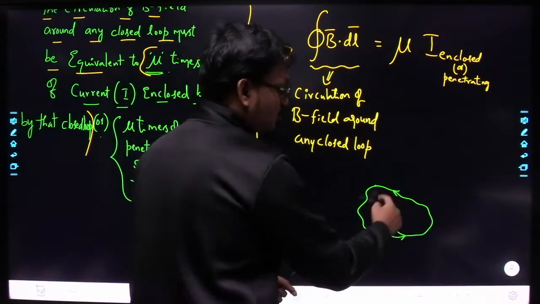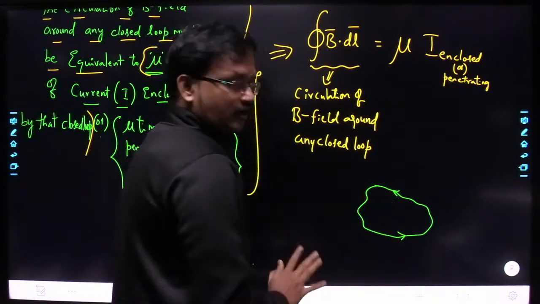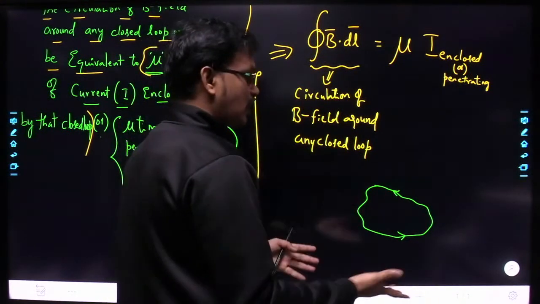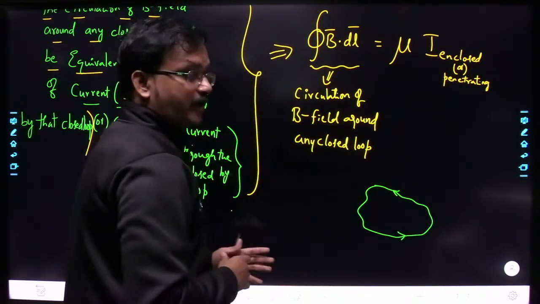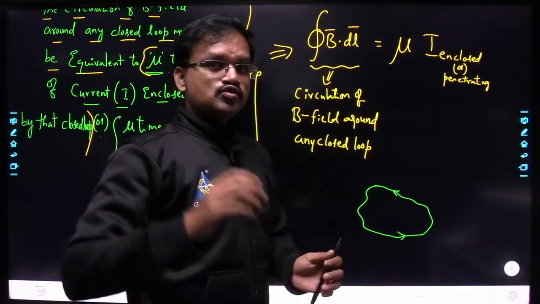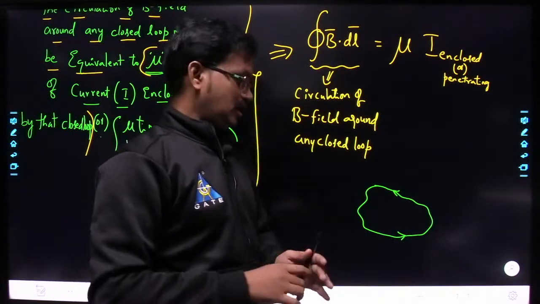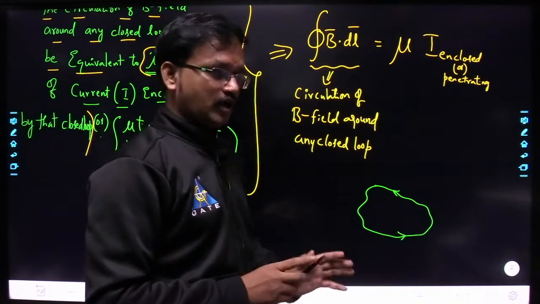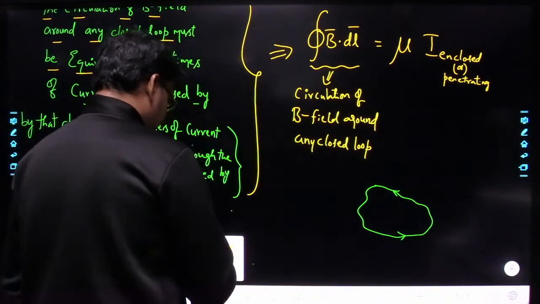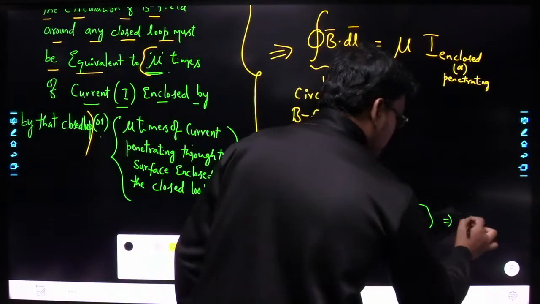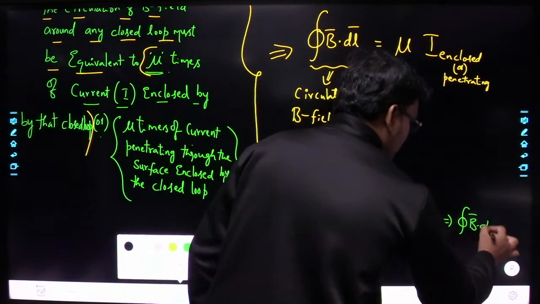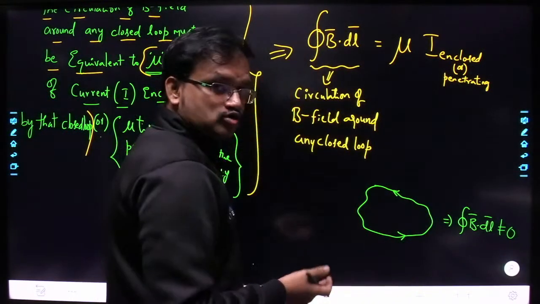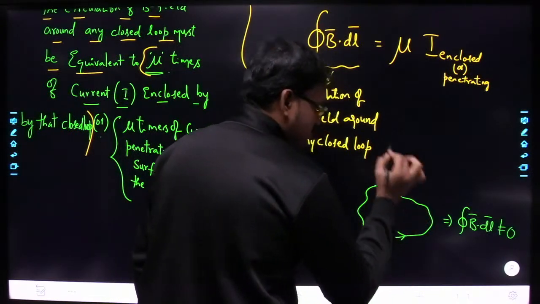So if this loop is not enclosing any current, that means it is not enclosing any sources of B field, then you are not going to see any B field circulating around this closed loop. Okay. So the source of electric field is nothing but charge, and the source of B field is nothing but current. Yes or no? So if the circulation of B field around this closed loop is not equal to 0, then this loop must enclose some current.